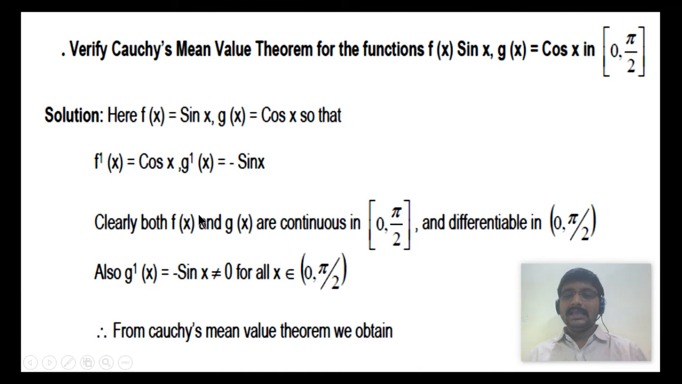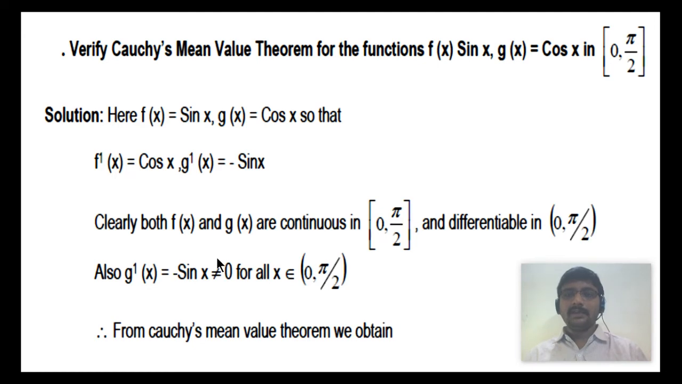Clearly both the functions are continuous in closed interval 0 comma pi by 2 and differentiable in open interval 0 pi by 2, and g dash of x is minus sin x, clearly which is not equal to 0 in the given open interval 0 comma pi by 2. Hence all the three conditions of Cauchy's mean value theorem are clearly satisfied.